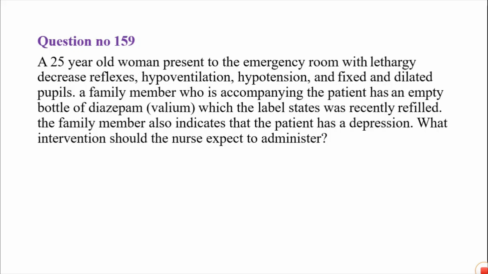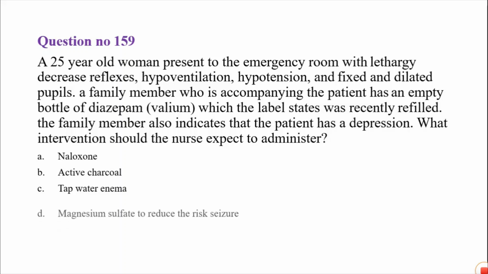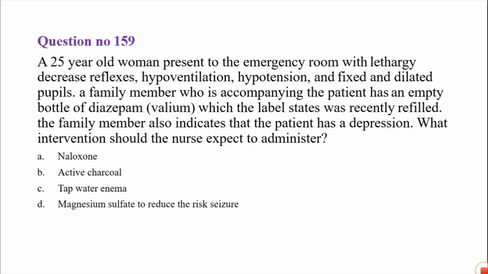What intervention should the nurse expect to administer? The options are number A, naloxone, number B, active charcoal, number C, tap water enema, number D, magnesium sulfate to reduce the risk of seizure.